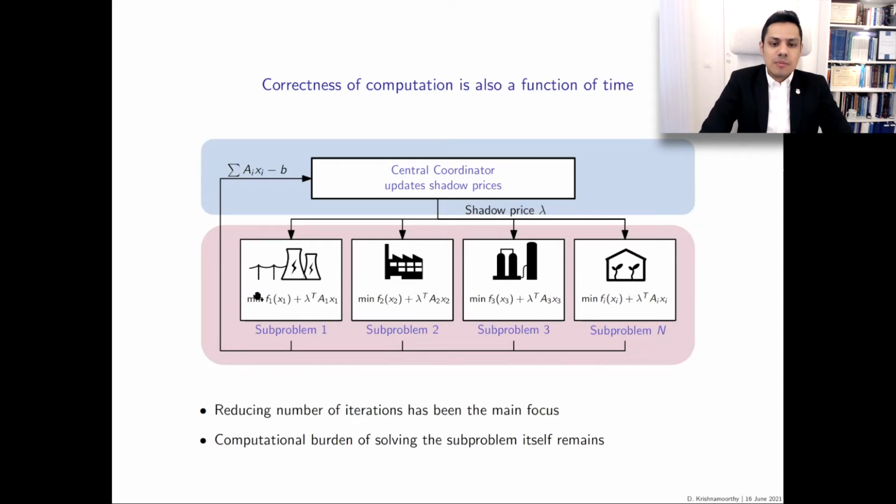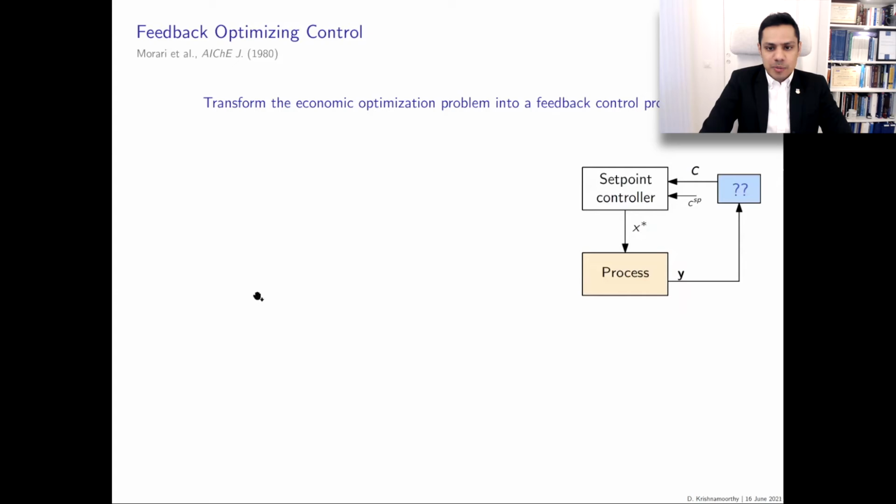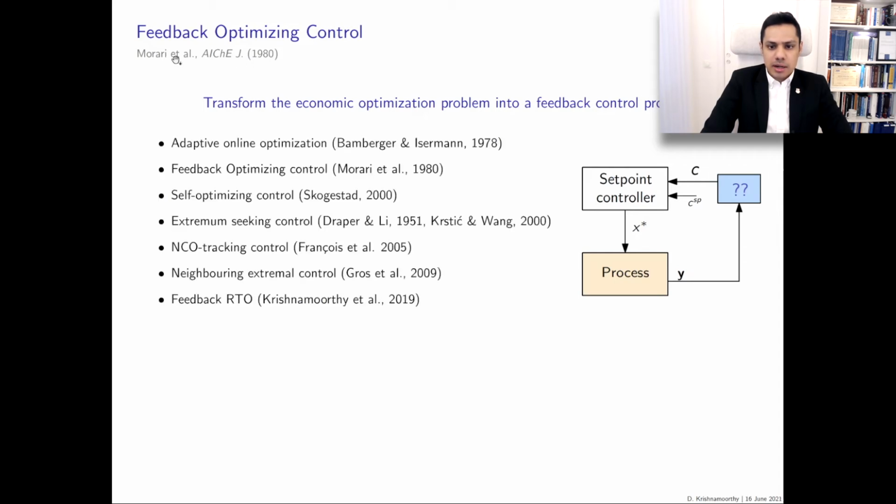So in order to circumvent the need to solve numerical optimization problems online, there have been developments in the so-called feedback optimizing control framework, where the key idea is to transform the economic optimization problem into a feedback control problem. In other words, we need to find some control variable which, when we control it to a constant set point, leads to optimal operating conditions. Since its inception in the 1980s by the work of Morari, Arkun, and Stephanopoulos, several works have appeared in this direction of feedback optimizing control.